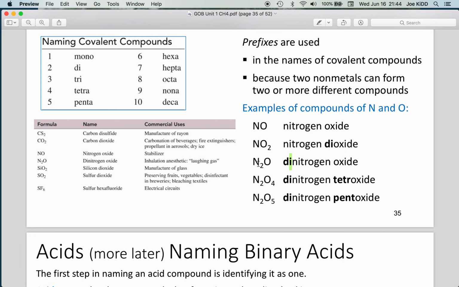So here are 5 different compounds that have very different properties, very different uses, physical properties and chemical properties, but they all contain just nitrogen and oxygen, just in different ratios.